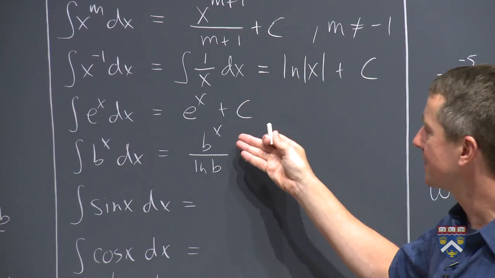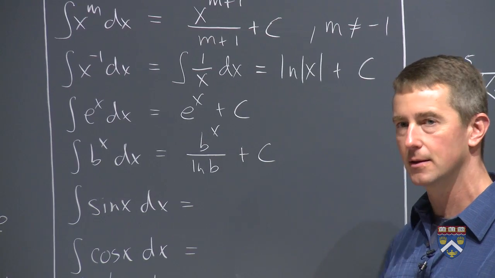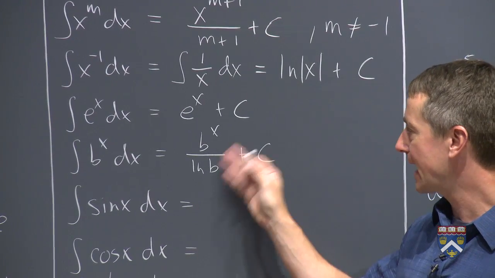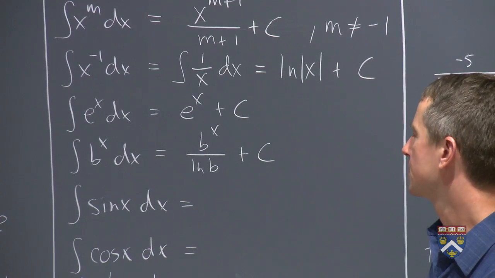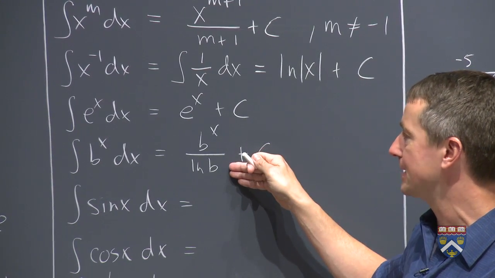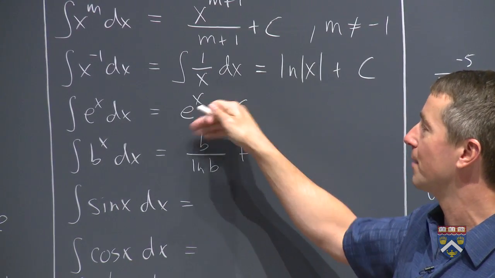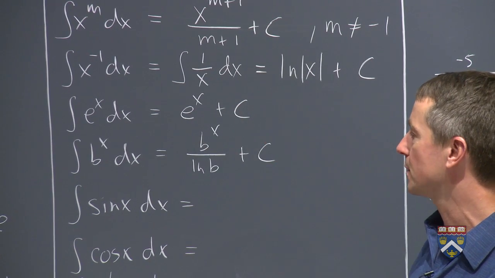Because now, if I take the derivative of that, what do we get? B to the x times ln of b cancels the ln of b on the bottom, and we just get b to the x like we're supposed to. And of course, this e to the x is a special case of this one. So if you don't want to memorize the e to the x one, you can just remember this one.